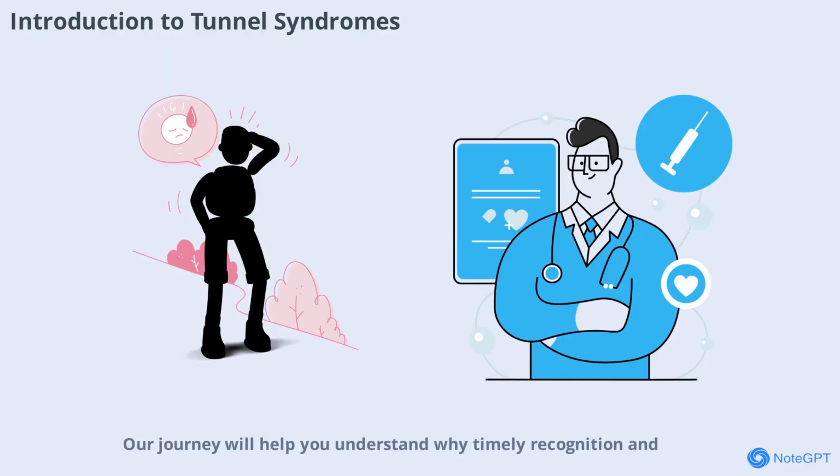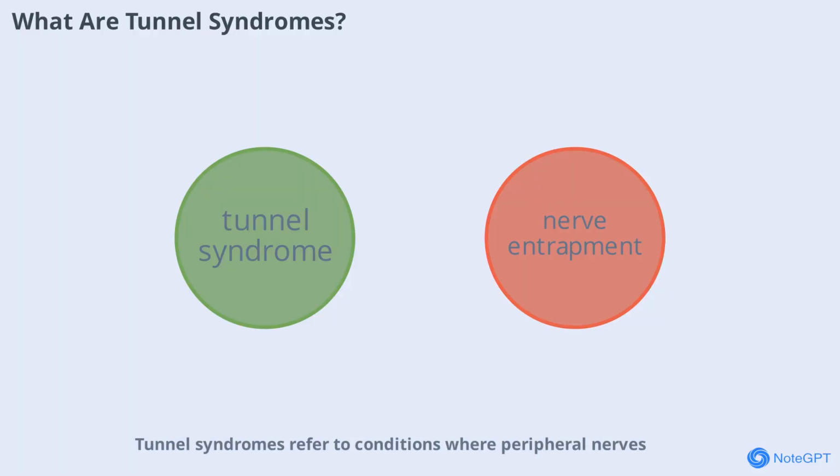Our journey will help you understand why timely recognition and intervention are crucial for preventing permanent nerve damage and restoring function. Tunnel syndromes refer to conditions where peripheral nerves are compressed as they pass through narrow anatomical spaces. In the foot and ankle, that can happen due to trauma, anatomical variations, repetitive strain, or systemic conditions like diabetes. The result is a range of symptoms, from burning pain and tingling to motor weakness.